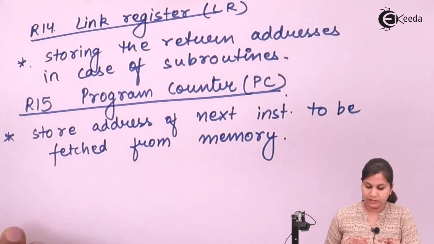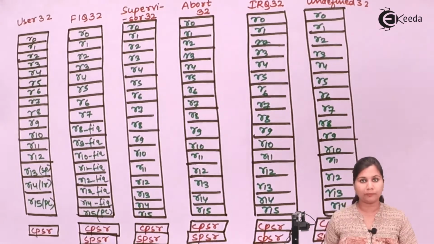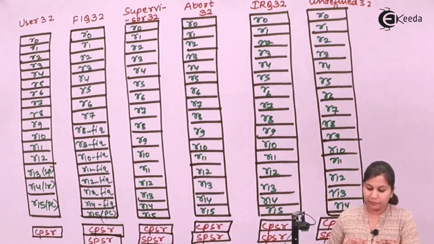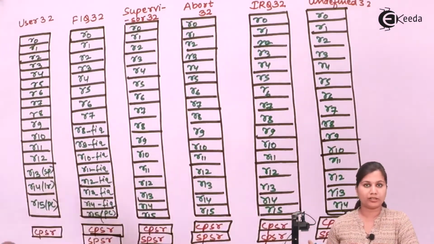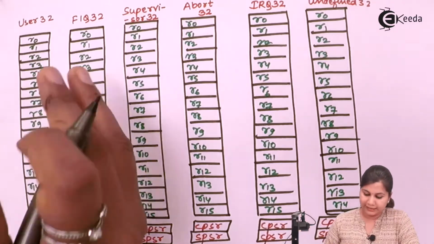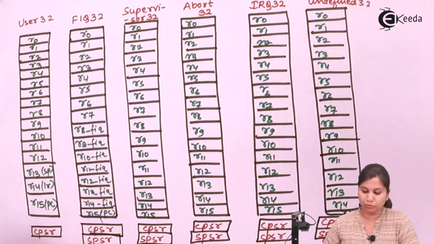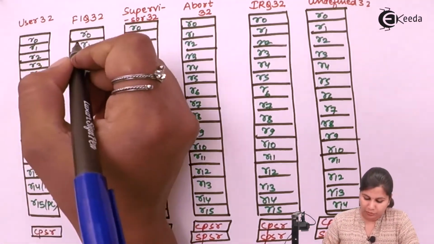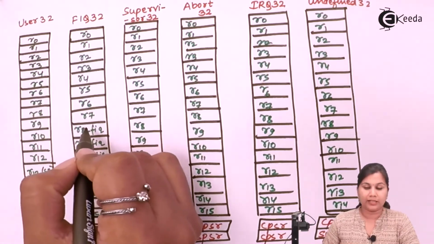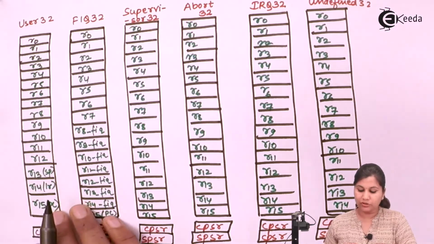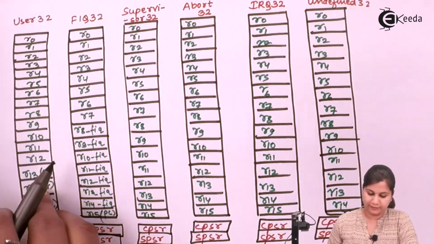Now, this was the description of the registers in the first mode, the user 32 mode, which is the non-privileged mode. In the privileged modes, the function of the registers will change. Let's see the FIQ 32 mode. In this mode we have the registers R0 to R7. These registers are called the general purpose registers.